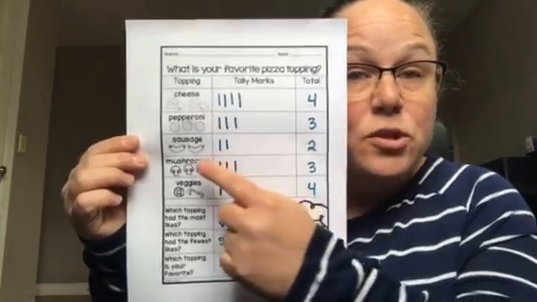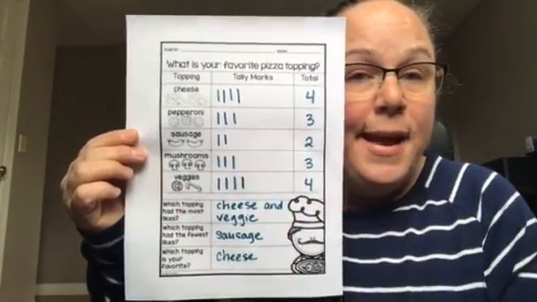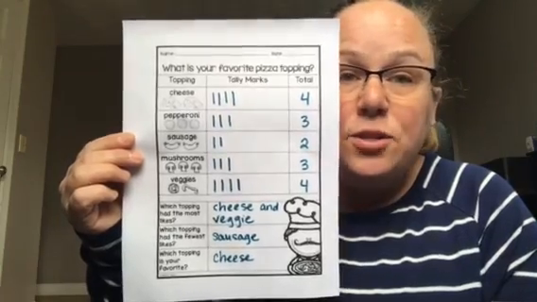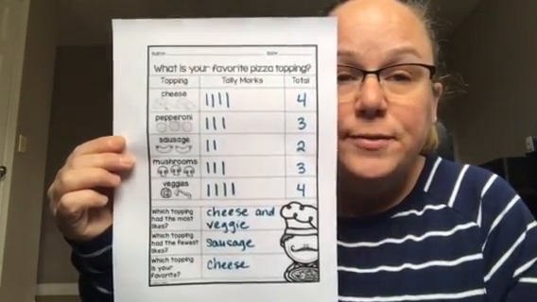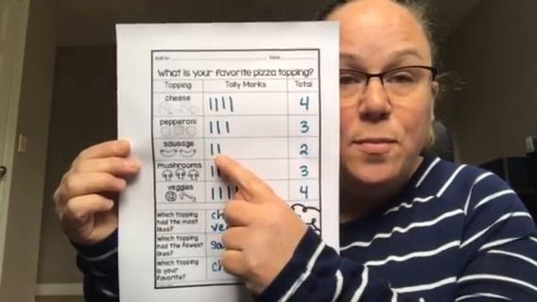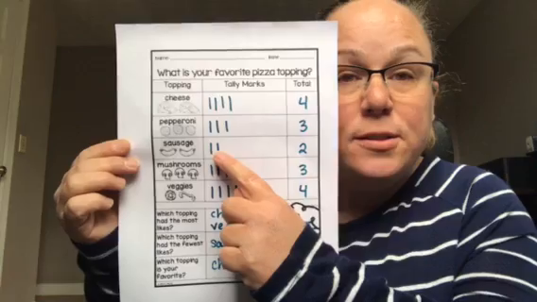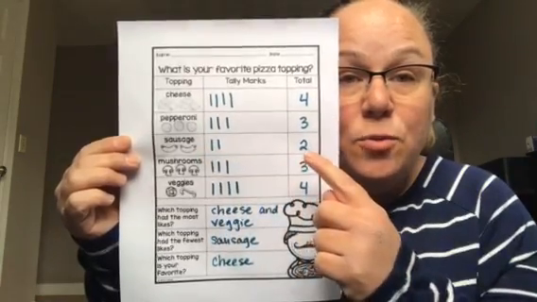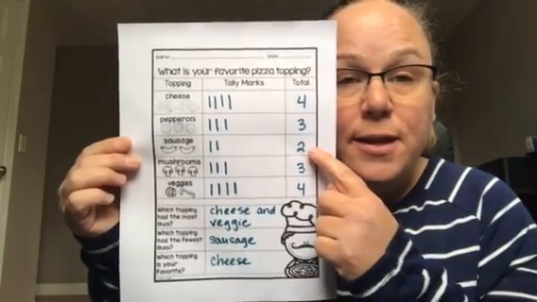The next one is sausage. How many people in my family like sausage? Can you see on the chart? That's right, there's 1, 2 marks. These are called tally marks. So I put 2 at the end of my column here as my total.